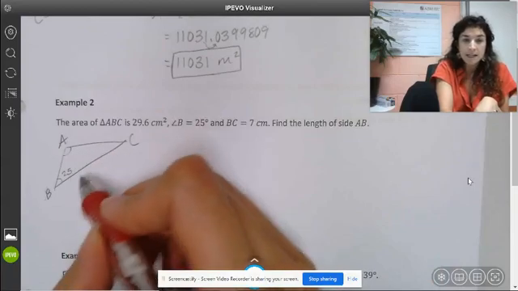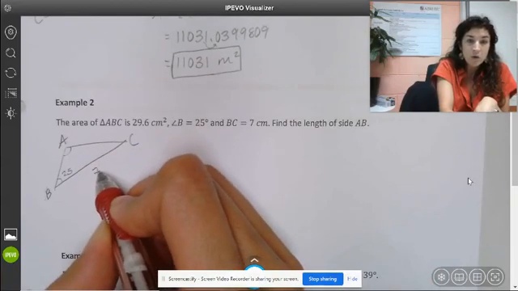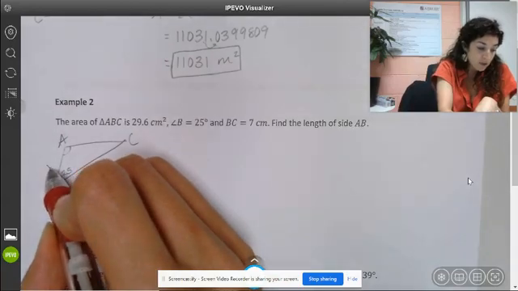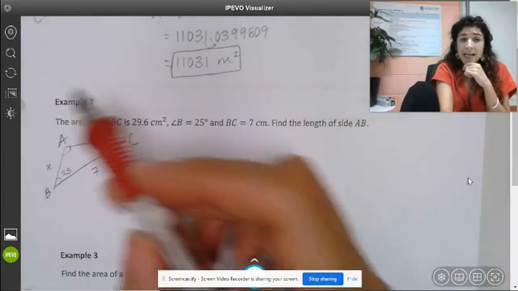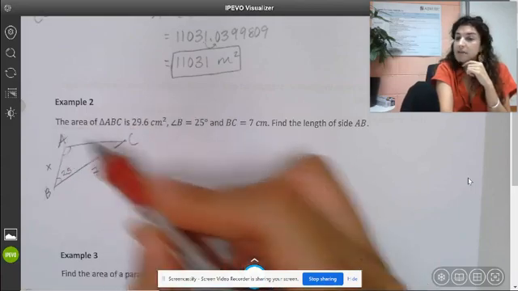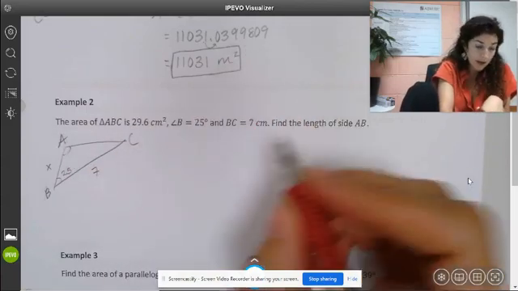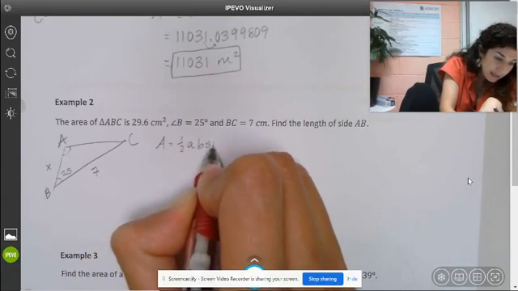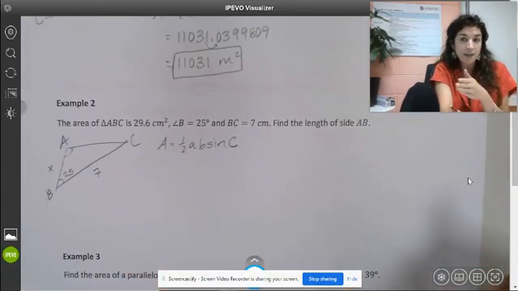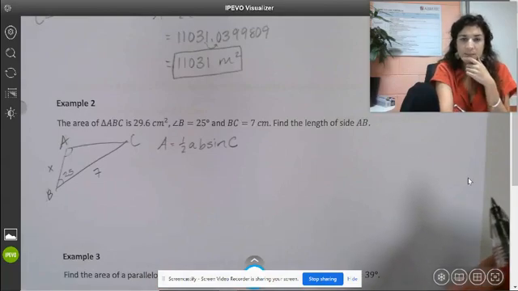So B is 25, and then it says BC is 7. We want to find the length of AB, so I'm going to label AB as X. We want to find this length, and it gave us the area. So if it gives us the area, we should write out what the formula for the area is. Again, this is an idea, not necessarily for rote what goes in where.